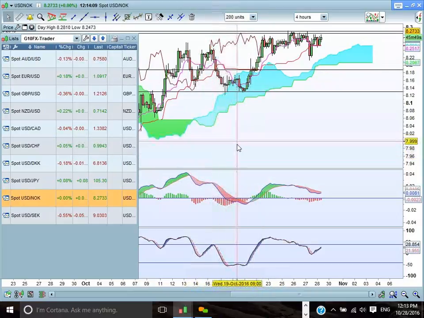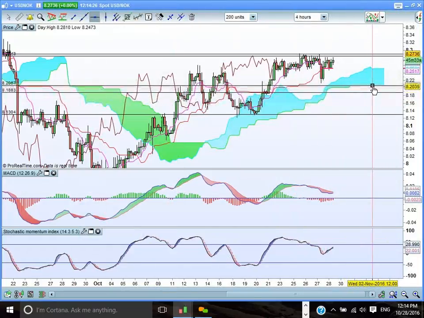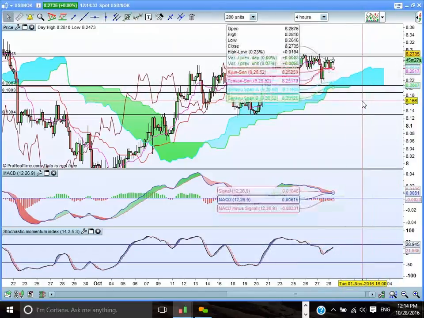US dollar Norwegian krona. There we are struggling with very significant old cloud chart resistance zones. If these resistance zones will be broken, then we could move higher. Otherwise, it's going to drift back down to the top end of the cloud here. That is a significant support zone. 8.204650 or so is a key support zone in this current uptrend.